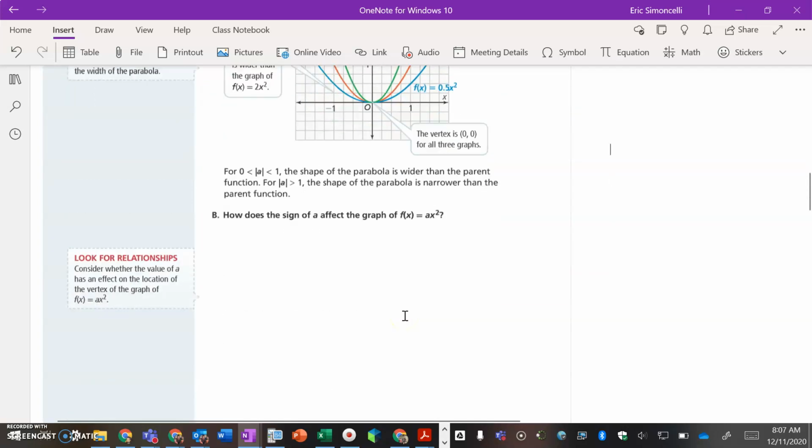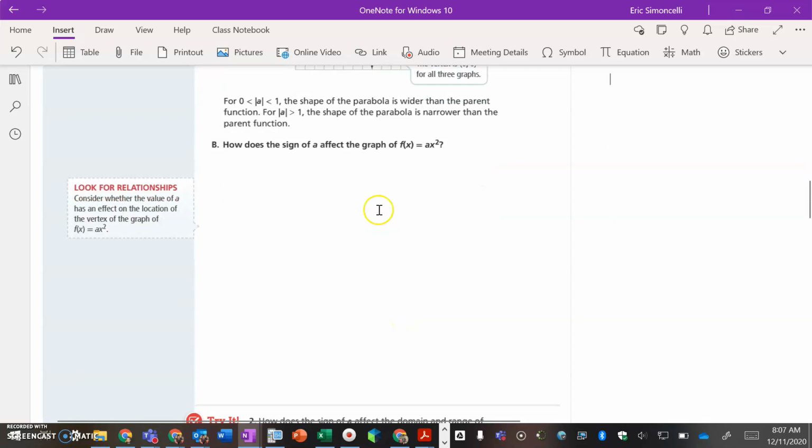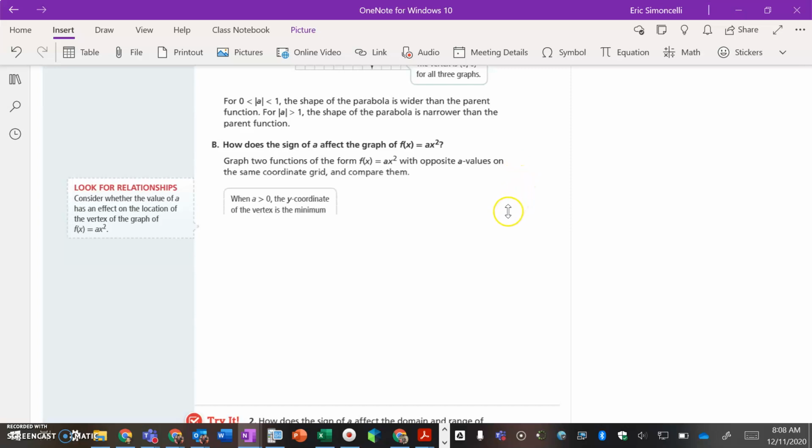How does the sign of a affect the graph of f of x equals ax squared? So graph two functions, again, of the form f of x equals ax squared with the opposite a values on the same coordinate grid and compare them. When a is greater than 0, the y-coordinate of the vertex is the minimum value of the function. When a is less than 0, it is the maximum.